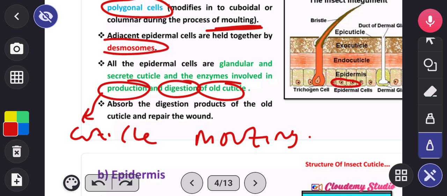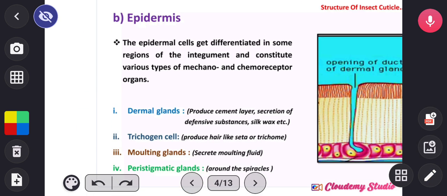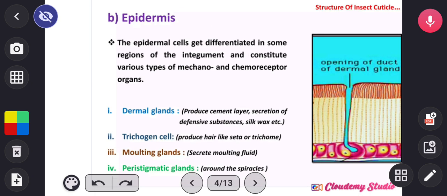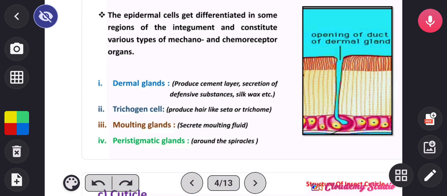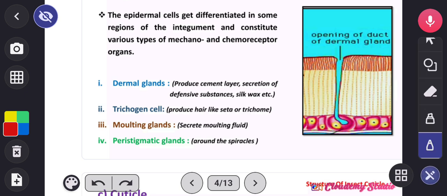So it is the epidermal cell that secretes the enzymes involved in the production of new cuticle and digestion of the old cuticle. It absorbs the digestion products of the old cuticle and repairs the wound, because molting leaves a wound. When we get to molting, you will understand better. We are still talking about the epidermis. Epidermal cells get differentiated into some regions of the integument, which is the exoskeleton, and constitute various parts of the mechanoreceptor and chemoreceptor organs. Remember, I told you that they are glandular.